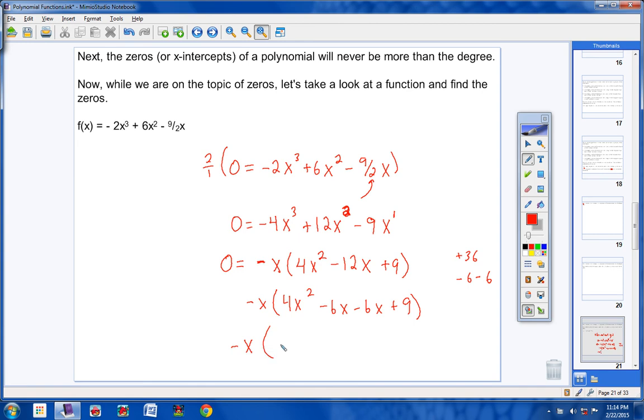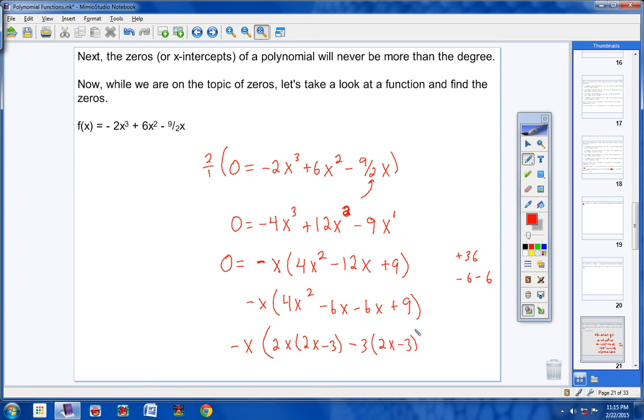Pull out what's common in the first two terms, which would be 2x. 2 goes into 4 and 6, and you can take 1x out of both of these, and you're left with 2x minus 3. Over here, because the first term's negative, pull out a negative, 3 goes into both of those, and you should be left over with 2x minus 3.